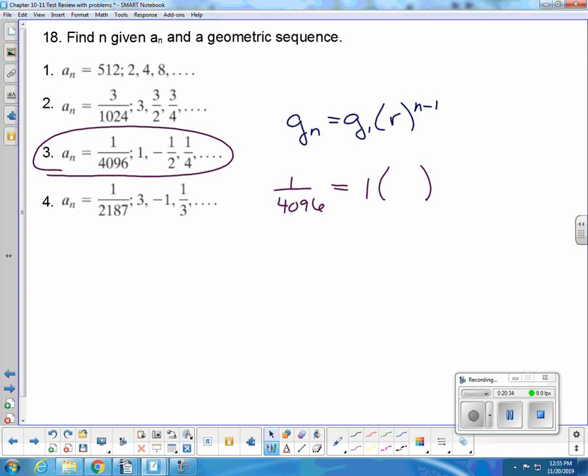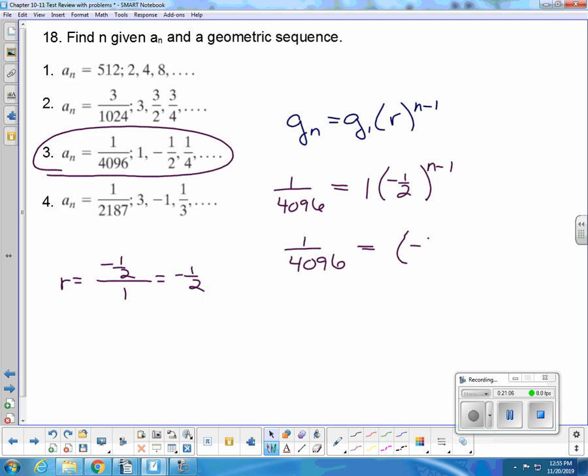Yeah, negative 1/2, right? If you're not sure of your ratio, you can always take the second term divided by the first. They're telling you it's geometric, so it's the second term divided by the first. So it's negative 1/2. You have to get the base by itself, so you're going to divide by 1. Does that change anything? No, we're dividing by 1 here. So here's where we start.